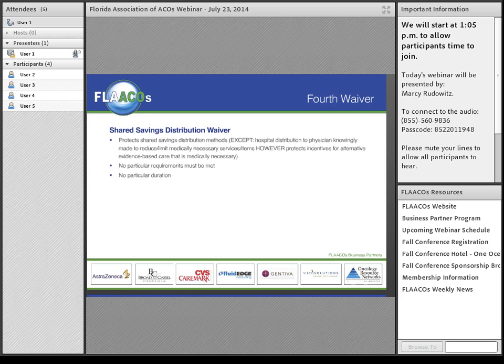So during the period when there was data and when the participants were participating at that time, we need to make sure that they were part of that process. They need to be able to distribute the shared savings to those ACO participants, providers, suppliers, or individuals or entities that were part of the ACO during the year in which the shared savings were earned.